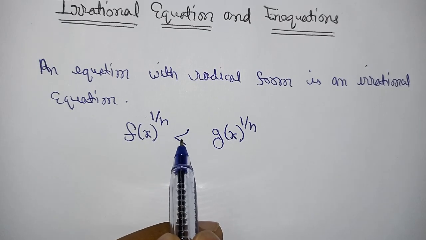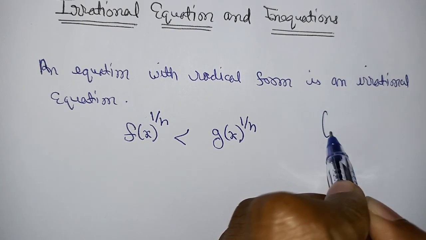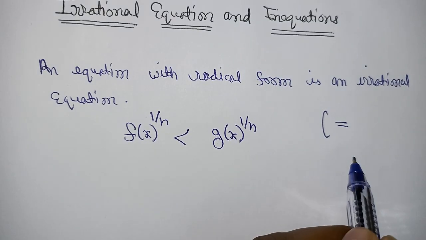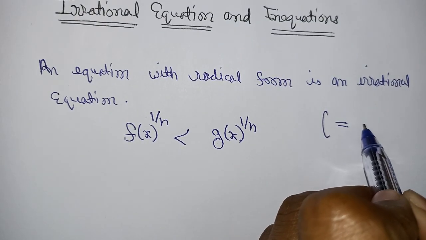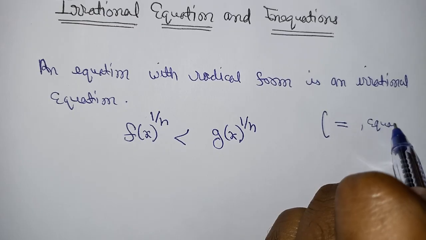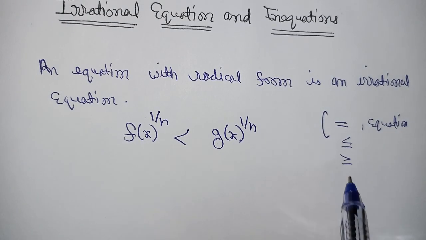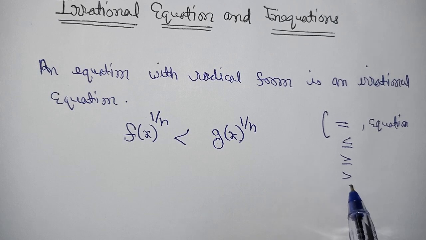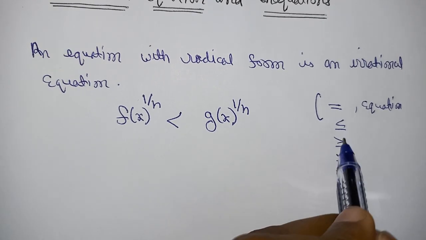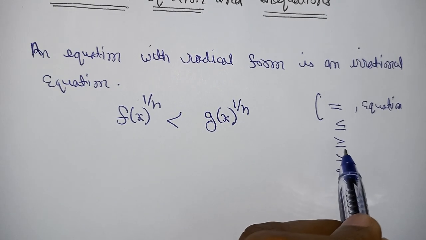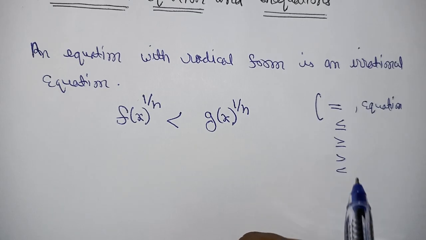Here sign is less than, that means in inequation, equal to sign represents an equation, and less than equal to or greater than equal to or greater than, less than, these signs are representing inequation. That means equality may hold or may not.